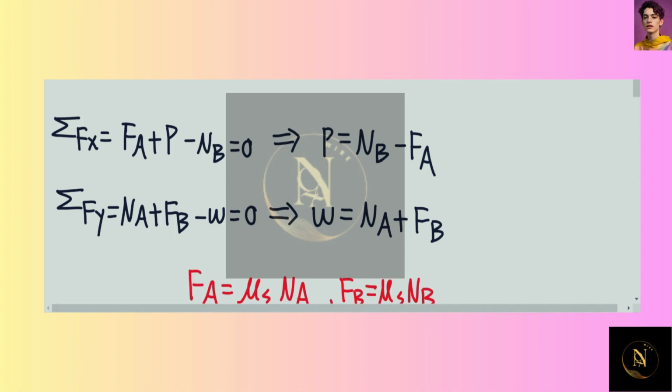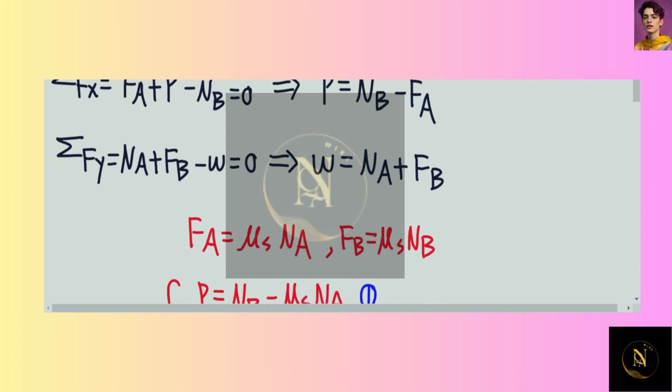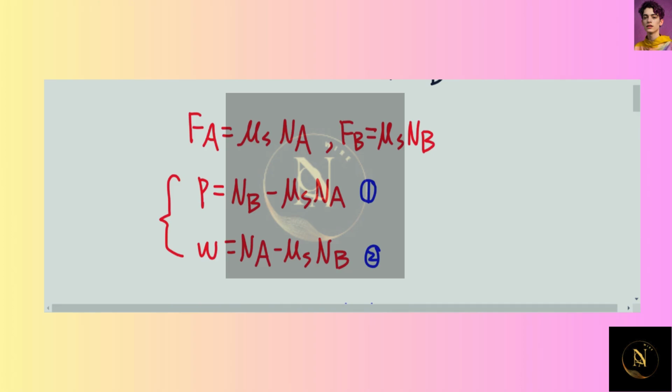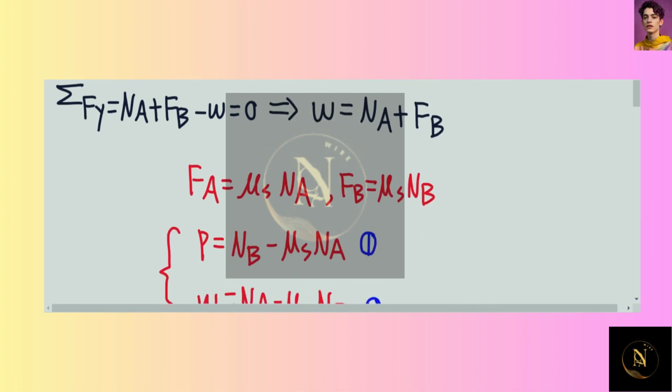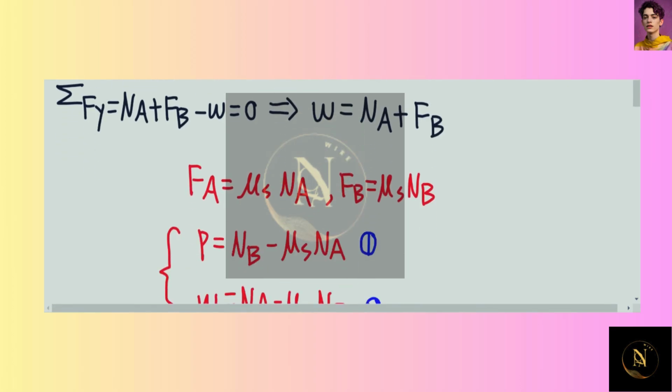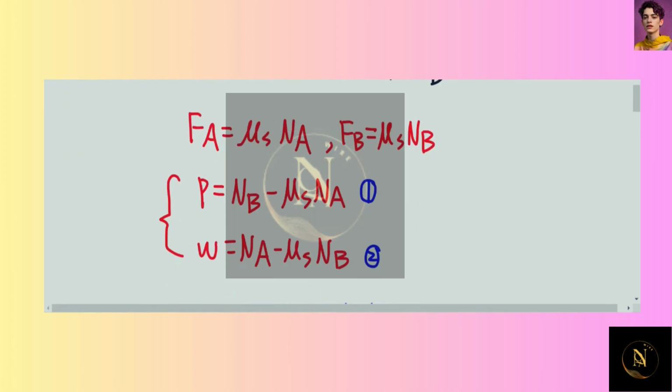So we know FA is equal to mu S NA, FB is equal to mu S NB. So now we can set up these two equations, which is P equal to NB minus mu S NA, since mu S NA is equal to FA. Let's say this equation here is equation 1. And then we have W is equal to NA plus mu S NB, since mu S NB is equal to FB. And this equation here is equation 2.